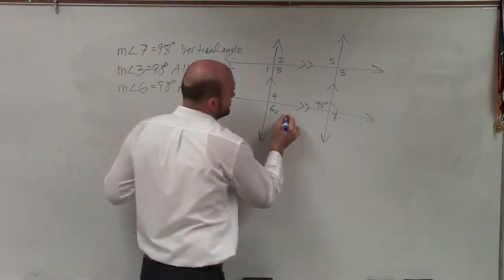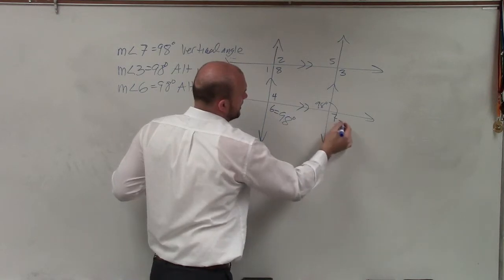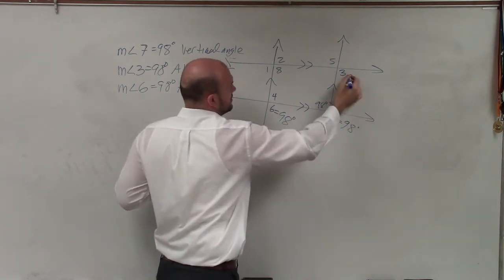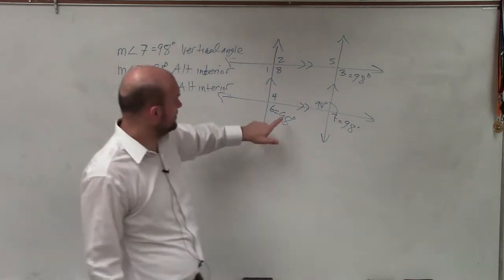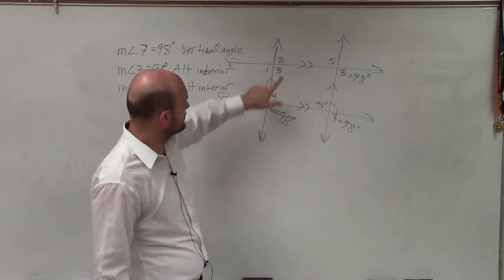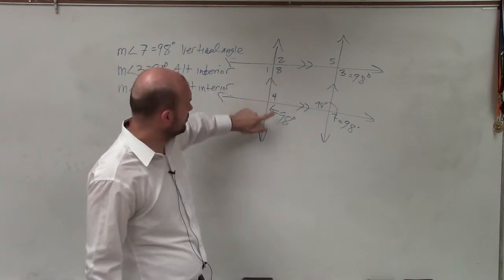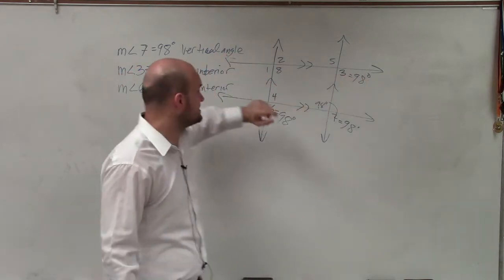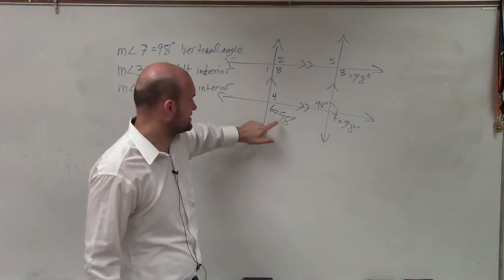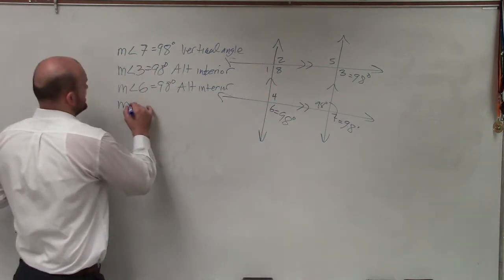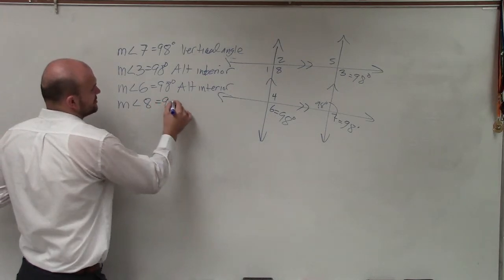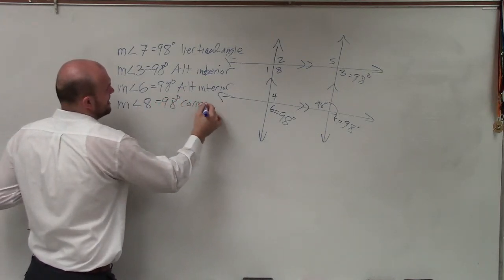Okay, so let's write these in, and let's see if that helps us out. And that does help us out because now that we know that's 98 degrees, I know that angle 6 and angle 8, one's interior, one's exterior when you look at these parallel lines. Since one's interior, one's exterior, we know that these are corresponding angles. So I can say the measure of angle 8 is equal to 98 degrees because they're corresponding.